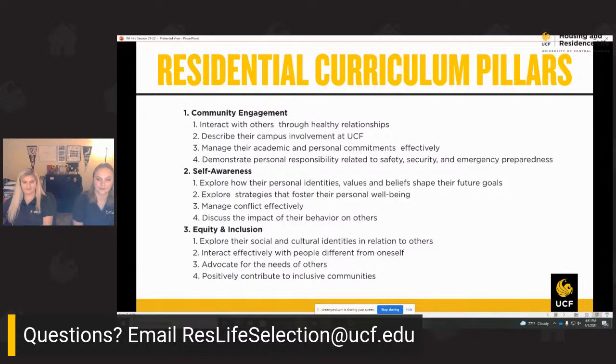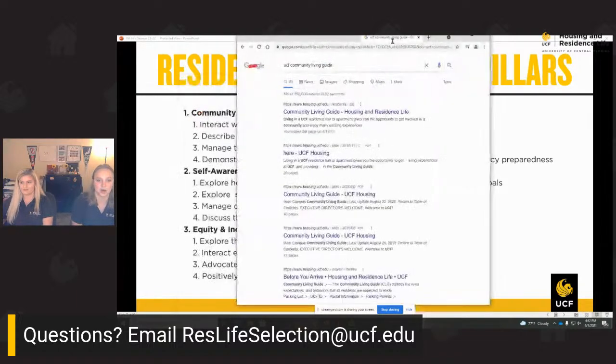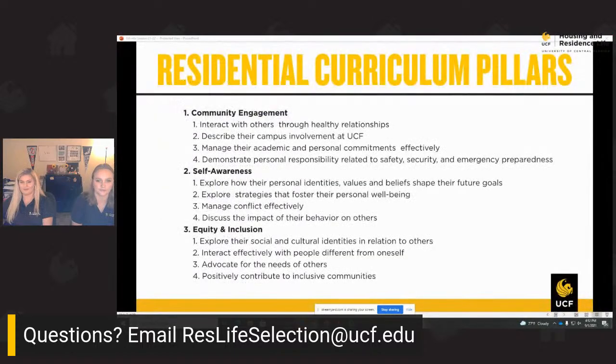the RAs, as I mentioned before, will complete health and safety inspections, and so they are enforcing the Community Living Guide. If you're not aware what the Community Living Guide is, you can just Google UCF Community Living Guide, and it'll come up. Our Community Living Guide is really just going over the different policies and procedures that you are responsible for upholding as an RA and enforcing on your residents.